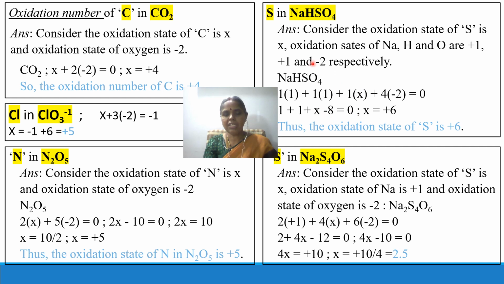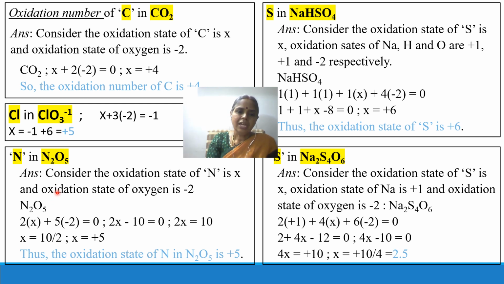So, X plus 1 plus 1. You can see how many hydrogens there are: there is 1 hydrogen. How many oxygens are there? There are 4 oxygens, so 4 into -2. So 1 for sodium, 1 for hydrogen and 4 into -2 for oxygen. Everything taken together is equal to 0. So 1 plus 1 plus X minus 8 is equal to 0, so X is equal to plus 6. The oxidation state of sulfur is plus 6.